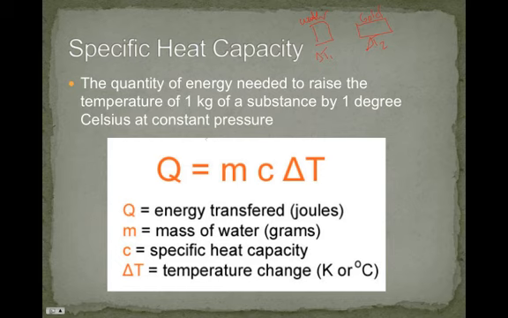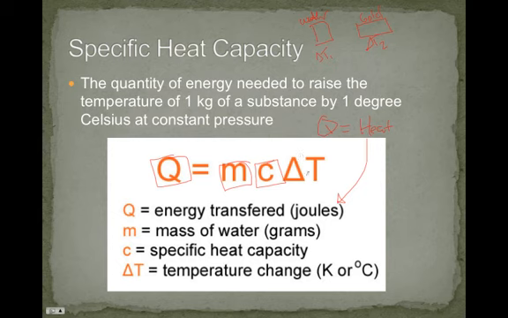Now, this equation here is going to be a very important equation for us starting out. Q equals mc delta T. Q, in this case, is going to be equal to the heat added, the energy transferred in joules. m is the mass of water in grams. c is the specific heat capacity. And delta T is temperature change either in Kelvin or Celsius. One change in Kelvin is equal to one change in Celsius. Now, if I know how much heat I add to something, and I know its specific heat capacity, I can figure out, if I know how much I have of it, how much the temperature will change.